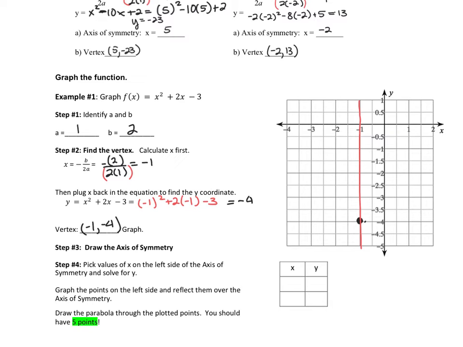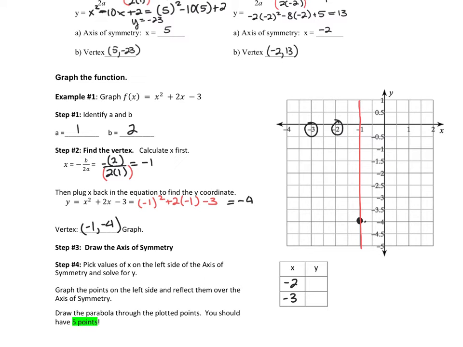Step 4 says pick values on the left side of the axis of symmetry. You could actually pick values from the left or right side, but you can pick values from the left side. So values from the left side of x would be values like -2 and -3. So I'm going to pick those values in order to find y.